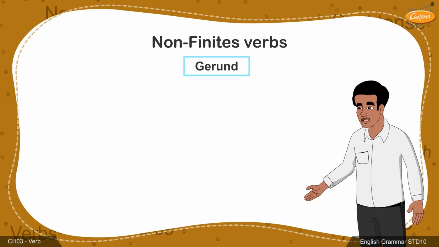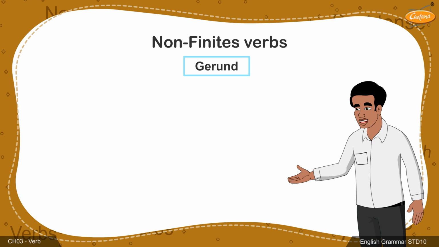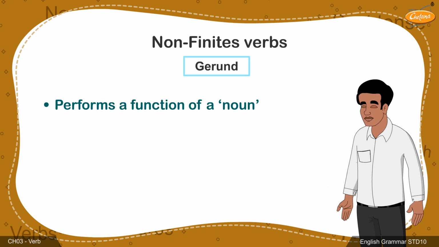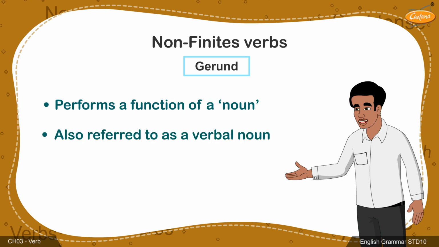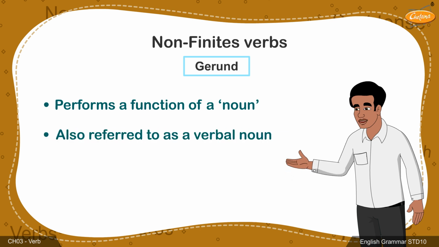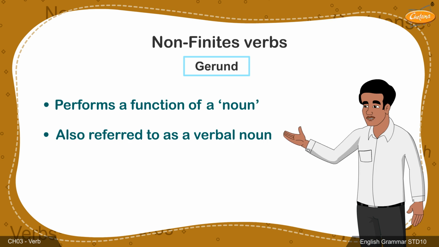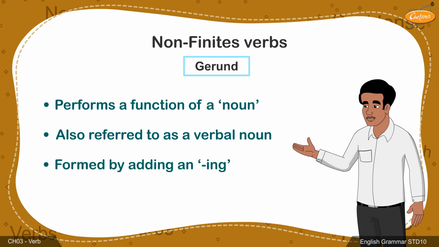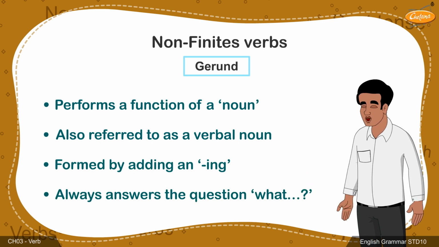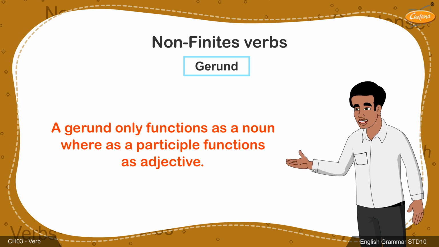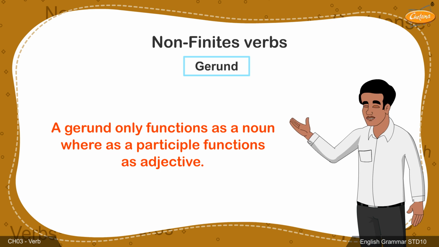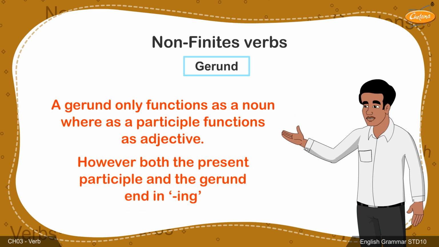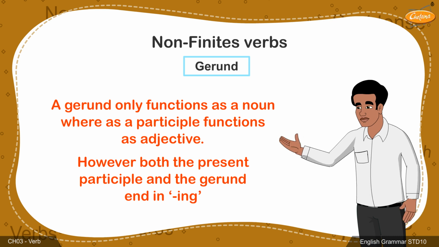A gerund is a word which is formed with a verb but performs the work of a noun. Hence, a gerund is also referred to as a verbal noun. A gerund is formed by adding ing to the verb. A gerund always answers the question what. A gerund only functions as a noun, whereas a participle functions as an adjective. However, both the present participle and the gerund end in ing.